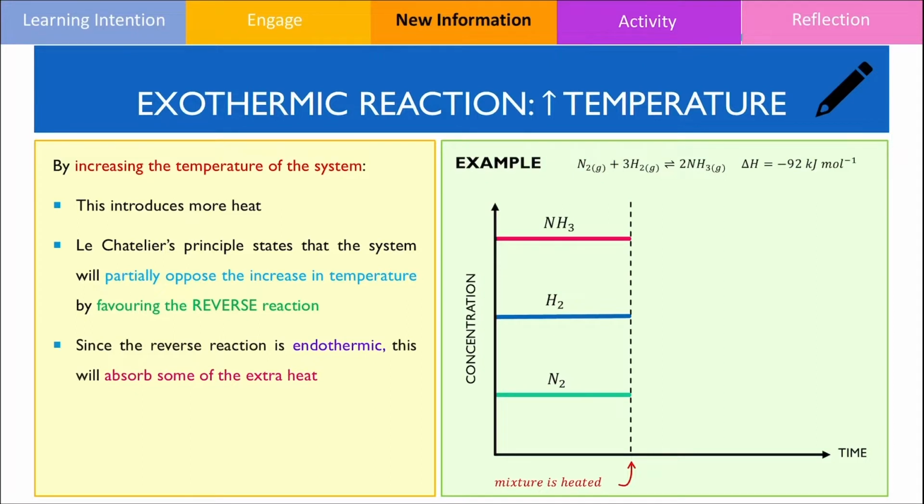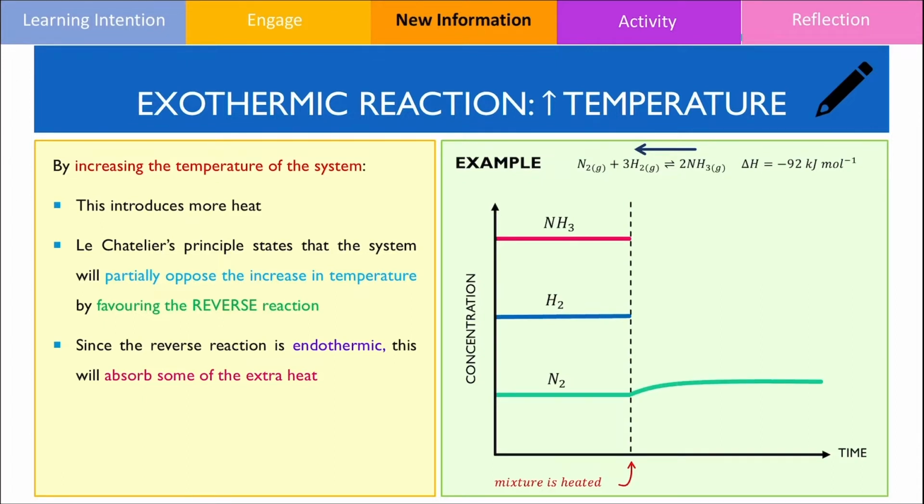Since equilibrium lies to the left, we should expect the concentration of the reactants to increase over time and the concentration of the products to decrease over time. Let's show these changes on the concentration time graph. As we said earlier, by heating the system, it favors the endothermic reaction, which occurs in the reverse direction. Hence, the concentration of nitrogen and hydrogen gas should increase.